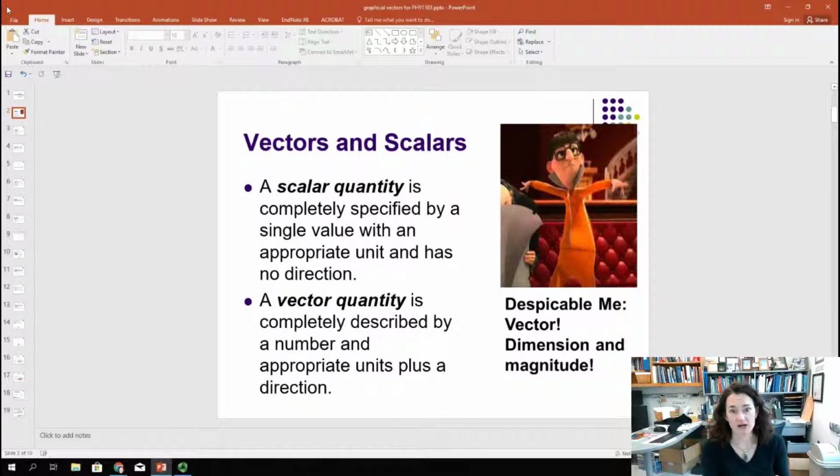A vector quantity, however, has a magnitude and a direction. So I might say, to get to school, I have to run 3 miles due east. That's a vector because I'm telling you that in order to get from my house to the university, I have to run 3 miles due east of my current position. Okay? So it's got a magnitude, 3 miles, and it's got a direction, east.